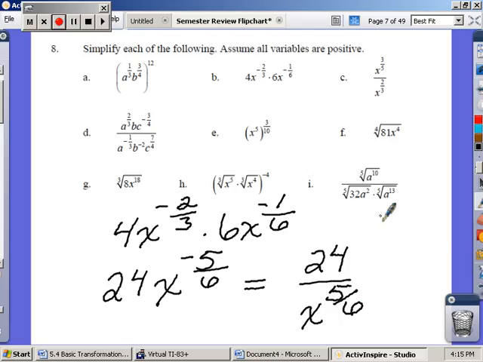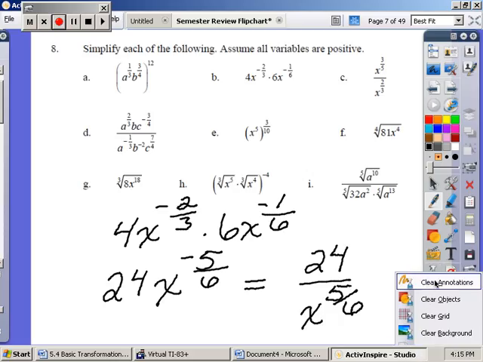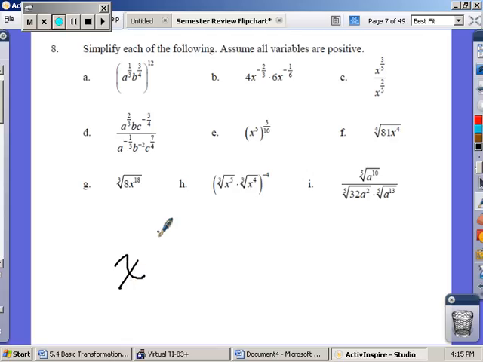Letter C. x to the 3/5 divided by x to the 2/3. I am going to subtract exponents. When I divide, I subtract exponents.